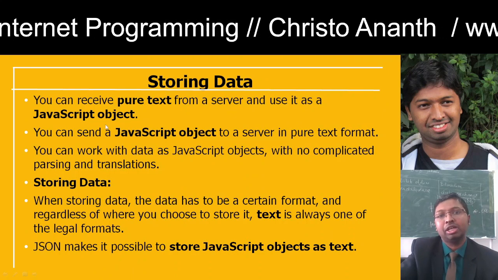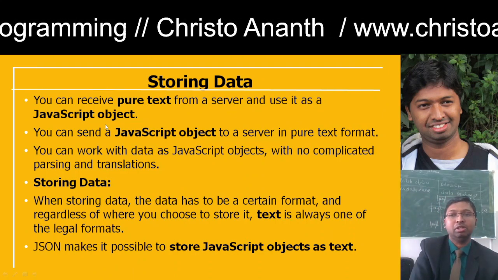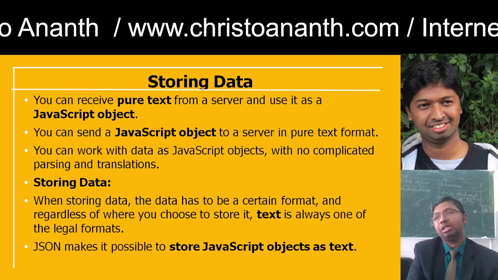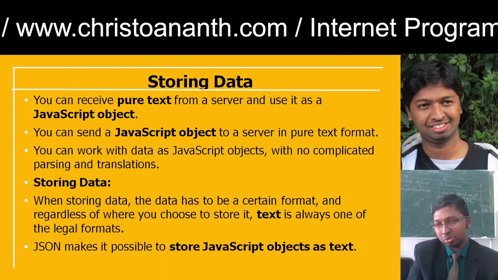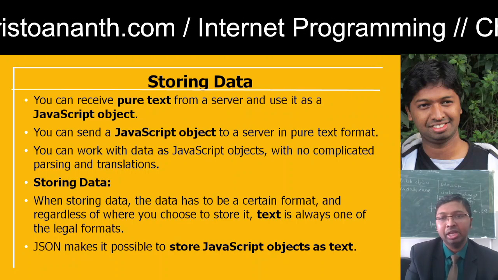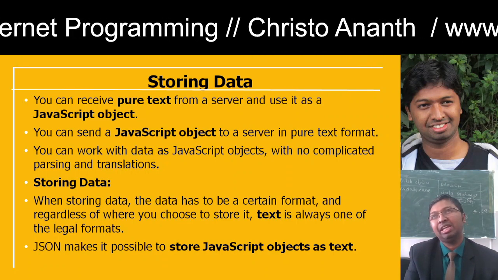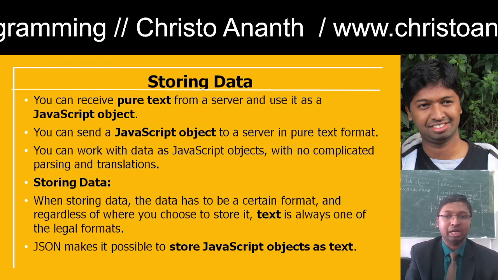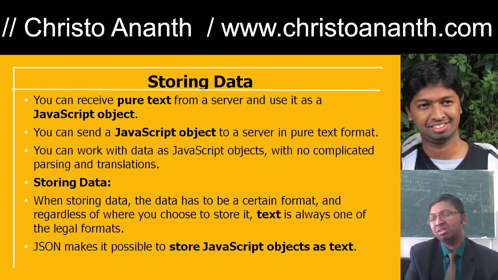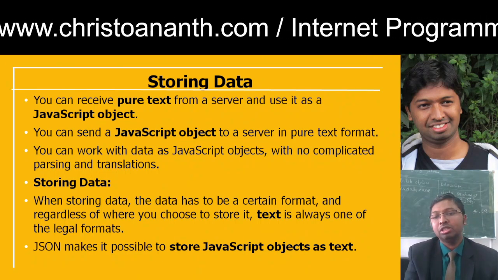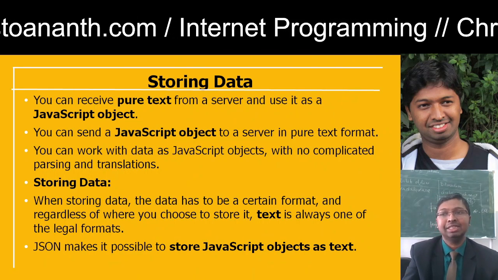So you can convert the pure text from the server and use it as a JavaScript object. You can send this JavaScript object to a server in a pure text format, and you can work with JavaScript objects without any complicated parsing or translations. And for storing also, since it is text format, you can easily store them. So you can store these JavaScript objects as text.